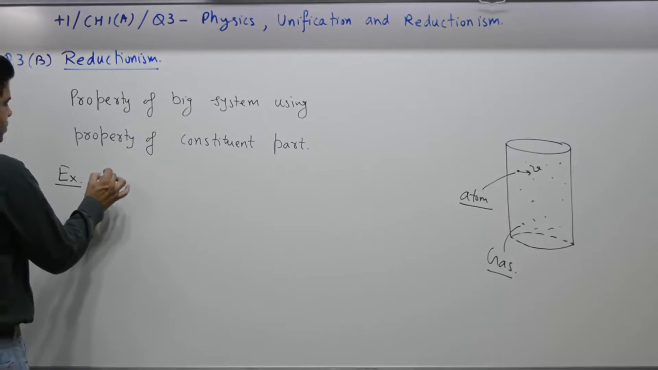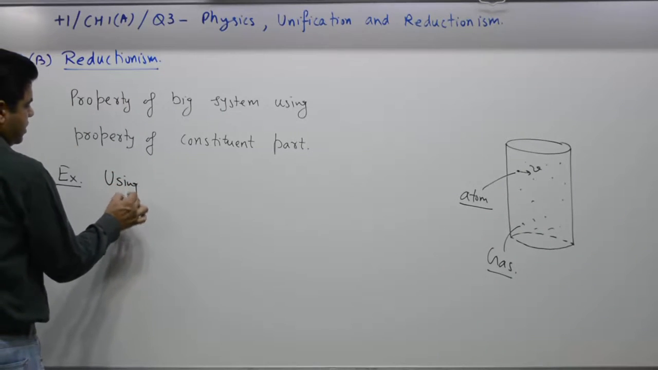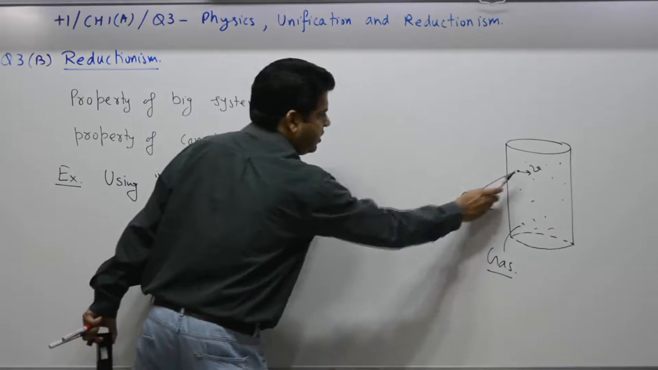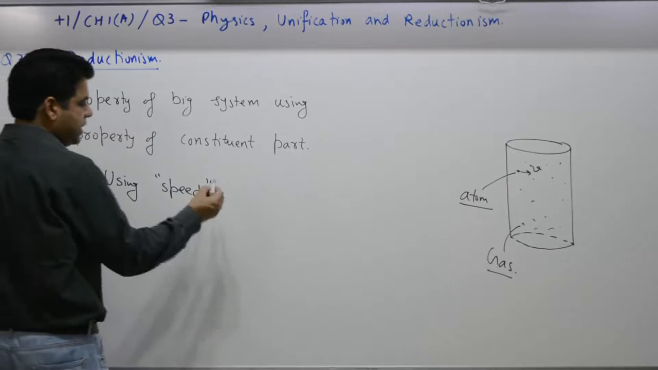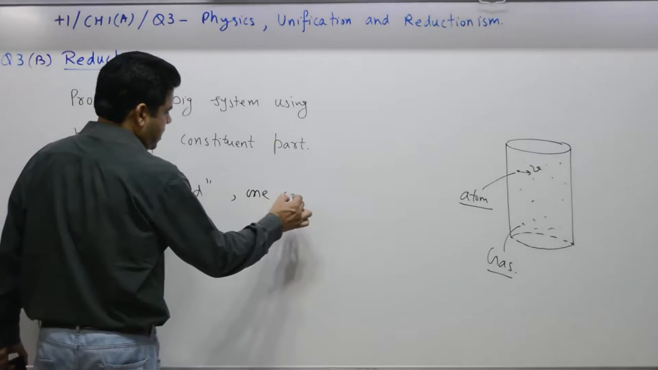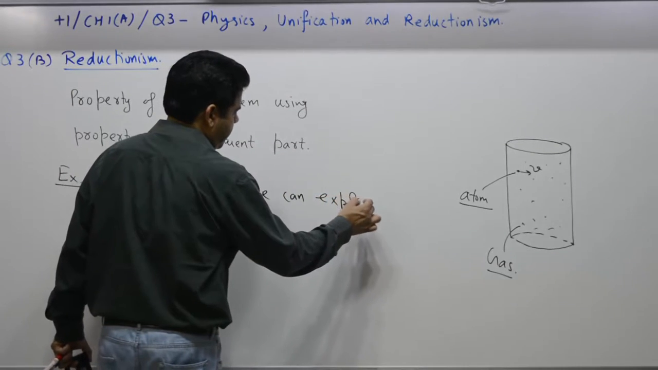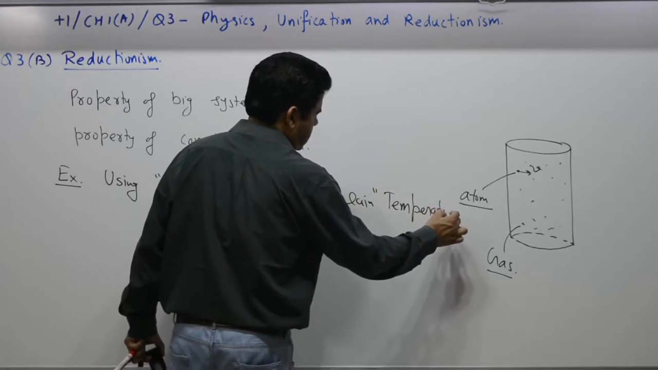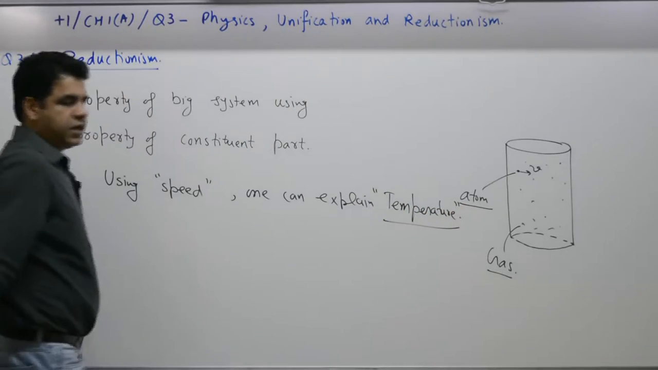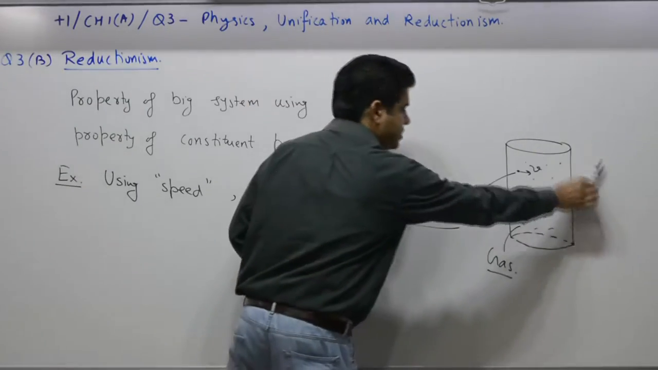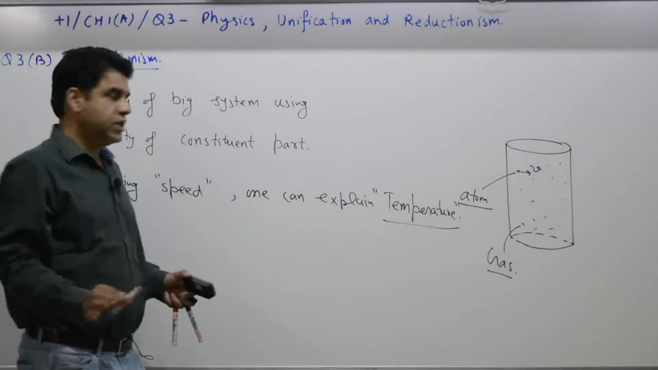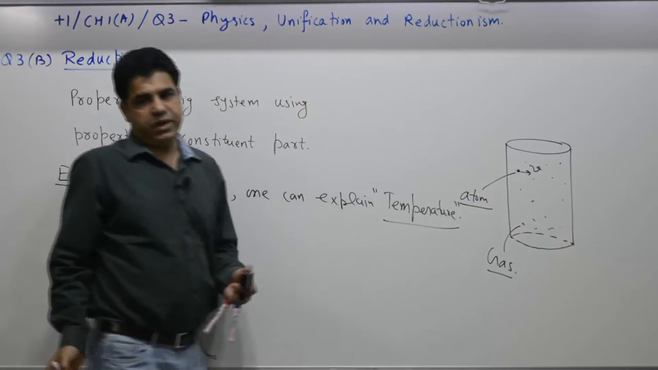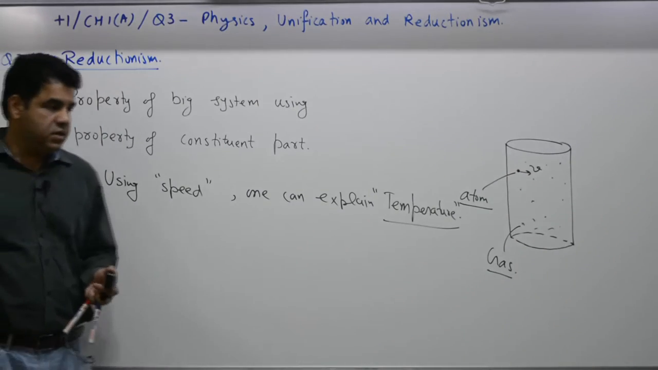So using speed, that is the property of a constituent atom, one can explain what? Temperature, that is a big property. So a big property of the system can be explained using small particle or constituent part property. This is what the theory of reductionism is.